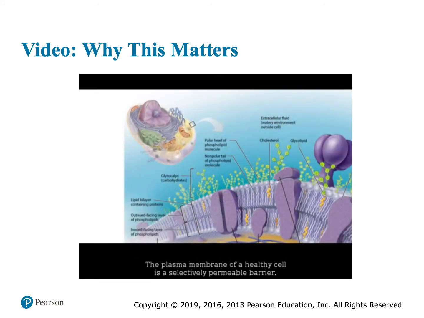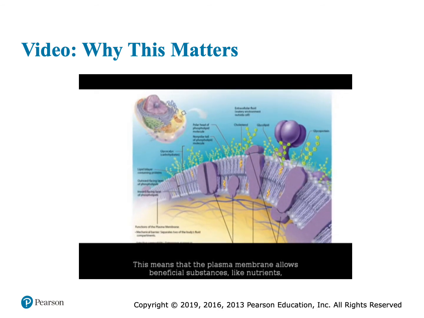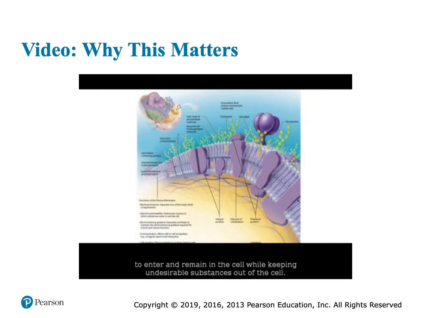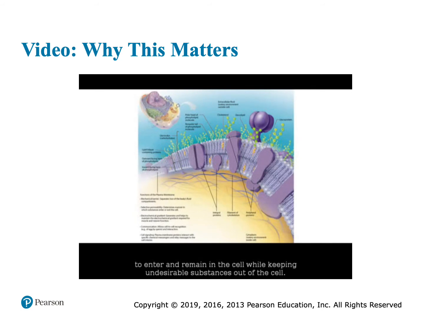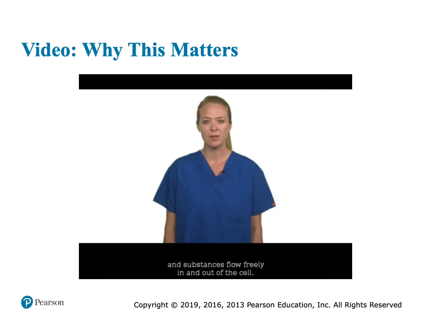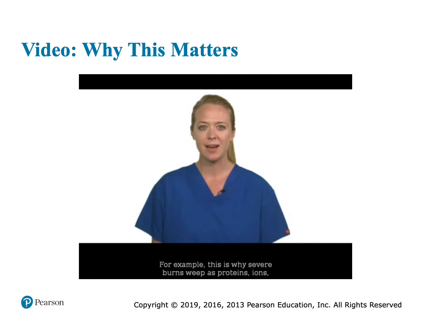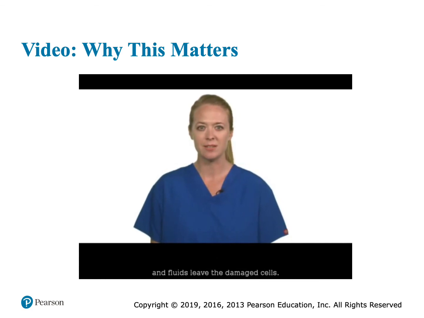The plasma membrane of a healthy cell is a selectively permeable barrier. This means that the plasma membrane allows beneficial substances like nutrients to enter and remain in the cell, while keeping undesirable substances out of the cell. It also keeps valuable proteins within the cell and allows waste to exit. When the plasma membrane is severely damaged, like in severe burns, the cell becomes highly permeable and substances flow freely in and out of the cell. For example, this is why severe burns weep, as proteins, ions, and fluids leave the damaged cells.